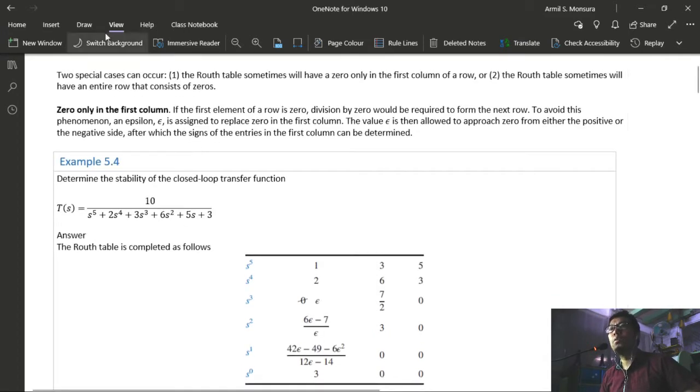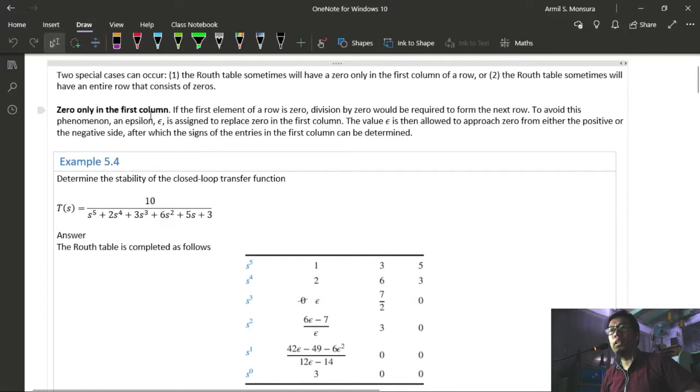Okay, so for the first one, 0 only in the first column. If the first element of a row is 0, division by 0 would be required to form the next row. To avoid this phenomenon, an epsilon is assigned to replace the 0 in the first column. Then the value of epsilon is allowed to approach 0 from either the positive or negative side, after which the sign of the entries in the first column can be determined.